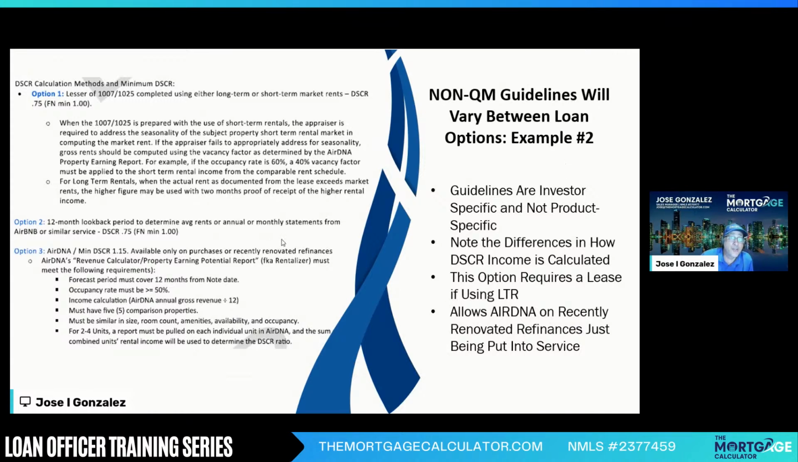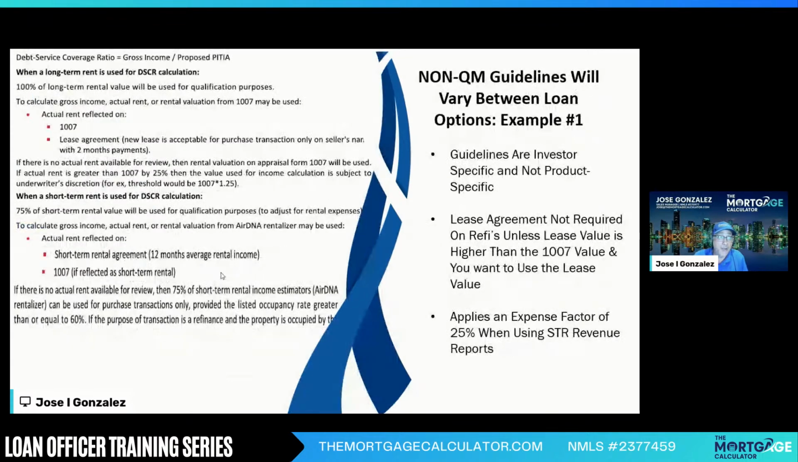This option requires a lease if using long-term rental. What that means is, and I stop here to stress this because I've actually seen deals fall apart because of this: if you are using long-term rental income to qualify the property, and it qualifies the property, there's no need to use the short-term rental income. That's like an aphrodisiac for investors. Then you would want to go to the option that this guideline pertains to, right?